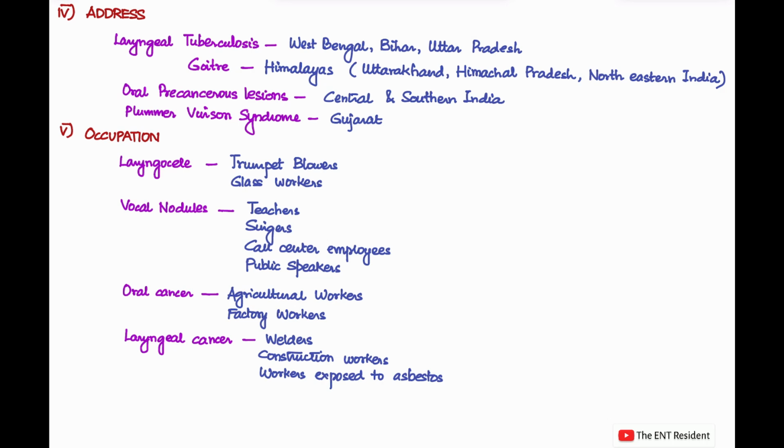These are all people who talk in a loud voice in an unregulated manner, and overuse of the voice in the wrong manner can lead to certain lesions like vocal nodules and vocal polyps. So, occupation is very important. Other examples would be laryngocele, which is seen more commonly in trumpet blowers and glass workers. Vocal nodule is something I have already mentioned. Oral cancer is seen more commonly in agricultural workers and factory workers. Laryngeal cancer is more commonly seen in welders, construction workers, and workers who are exposed to asbestos. So, this is about the importance of occupation in history taking.